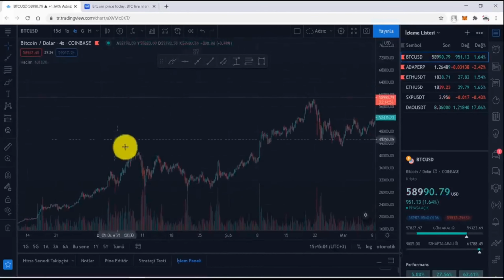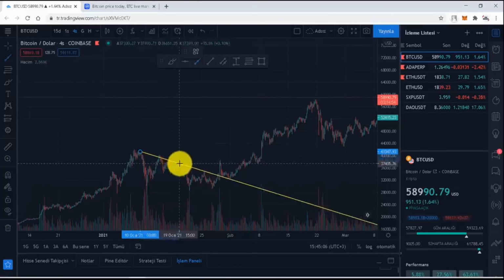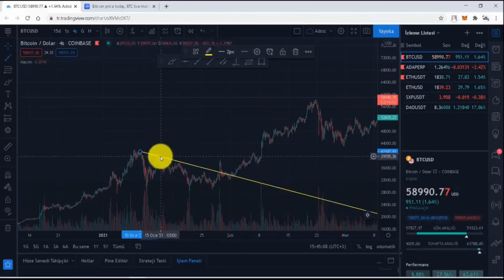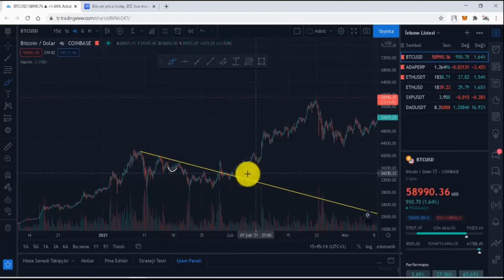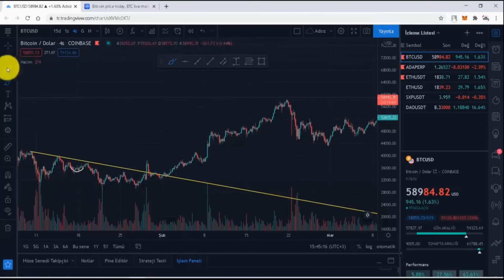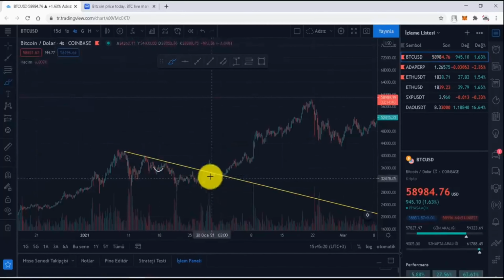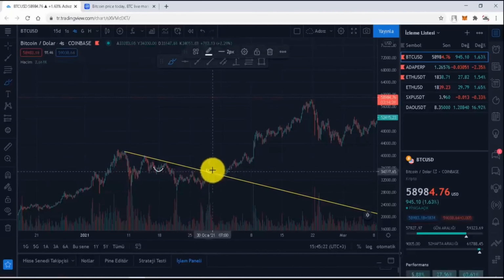I hope it's helpful. There is a downward trend here. After two peaks, the trend is established. The third one, as you can see, confirms the trend. It is currently valid. Now let's take a look at what has happened here. As you can see, after breaking this descending trend, Bitcoin has experienced a significant buying reaction and has skyrocketed.